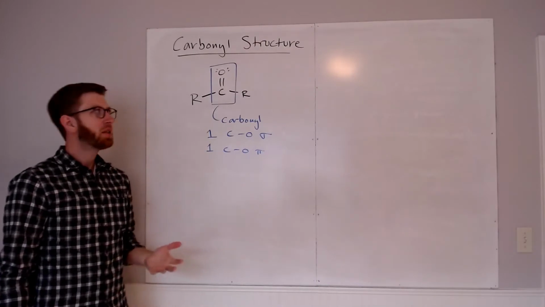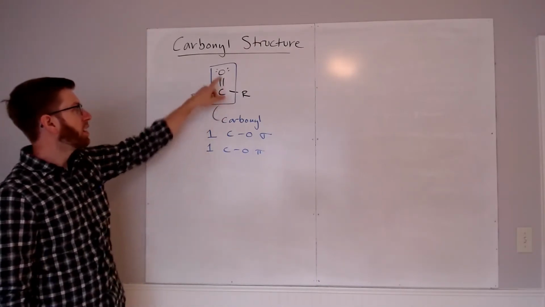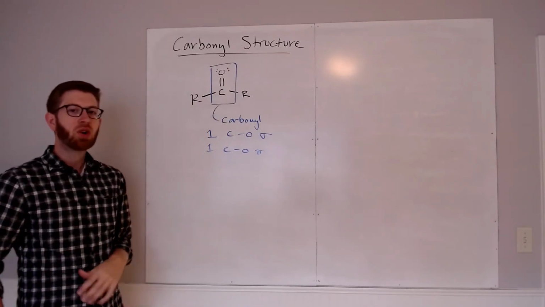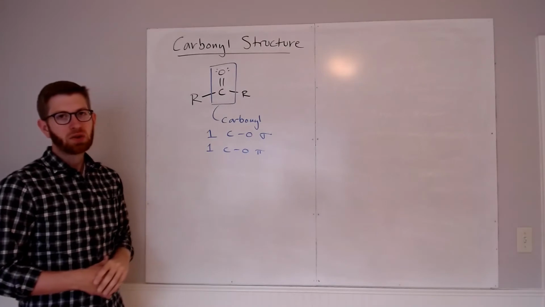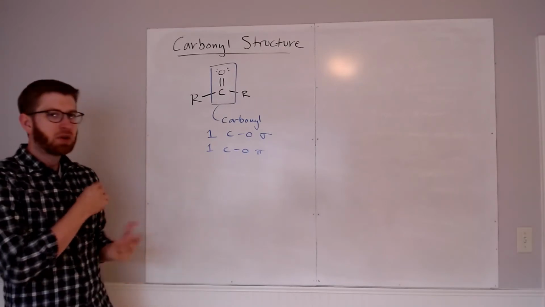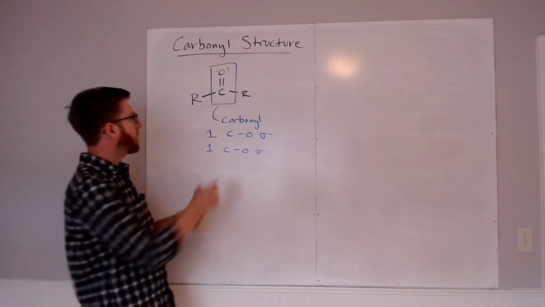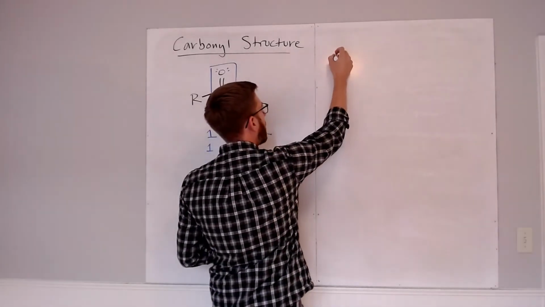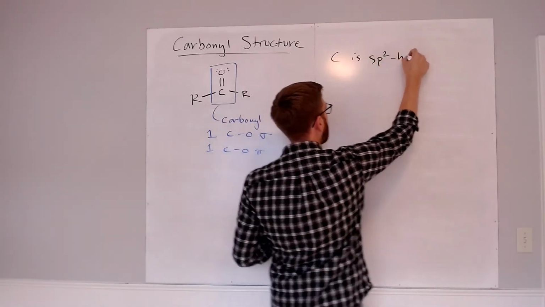What we'll find is that it's usually sufficient only to analyze the carbon and the oxygen of a carbonyl to know in a very general way how carbonyl-containing functional groups will behave. So let's go ahead and do that. We'll start with some simple things. We'll evaluate the carbon for geometry. So the carbon is sp2 hybridized.